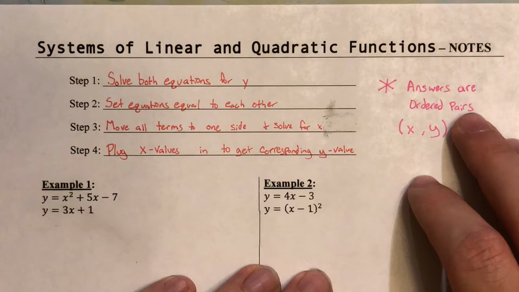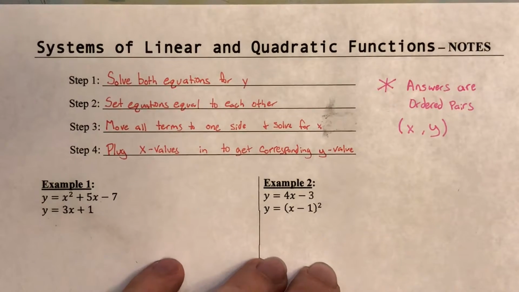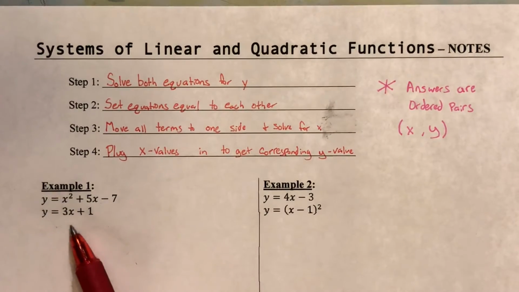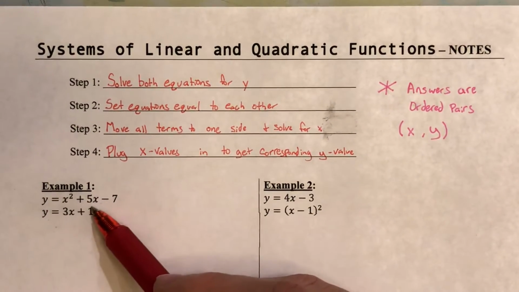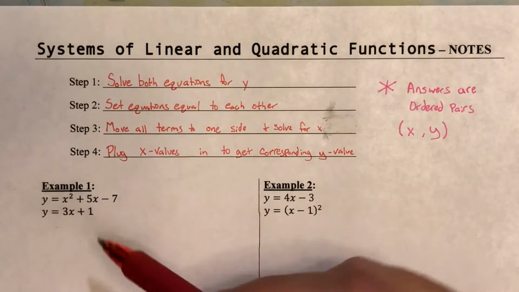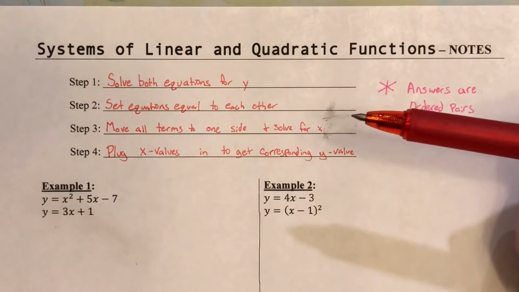So our first step is going to be solve both equations for y. If we look at our first example here, y equals x squared plus 5x minus 7, and y equals 3x plus 1, step 1 is already done. Both equations are already set equal to y.